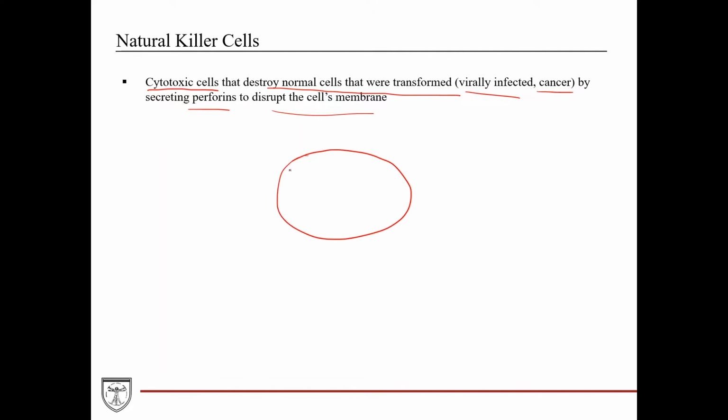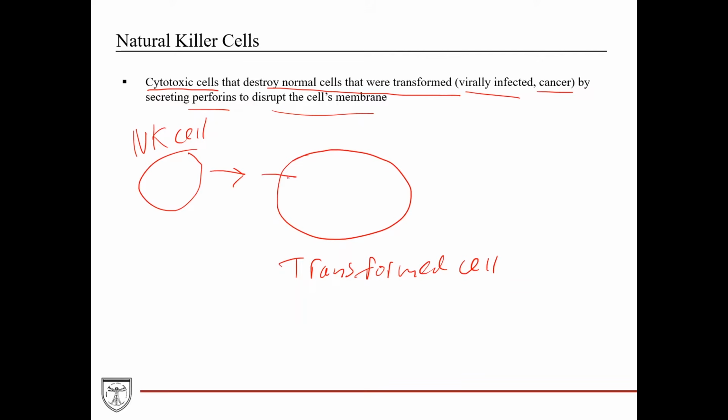So what happens is if you have your transformed cell like this, and then you have your NK cell like this, and so it's going to secrete these porphyrins, which are essentially going to poke holes in the membrane and allow water to very easily come into the cell and cause it to burst and destroy the cell.